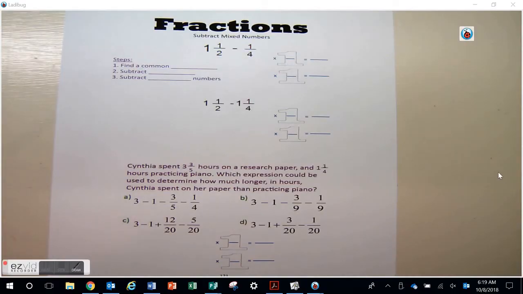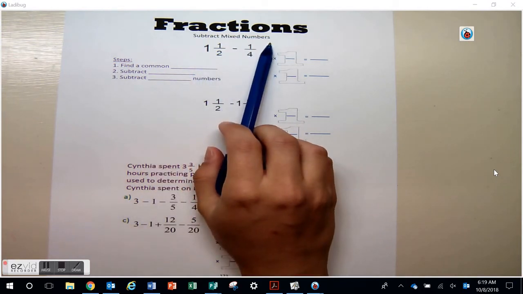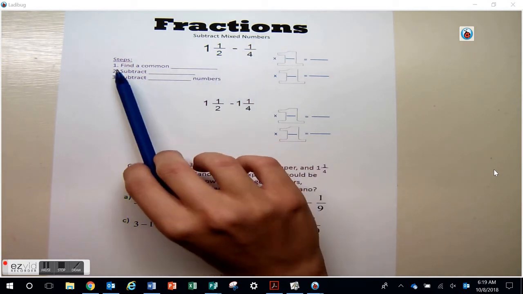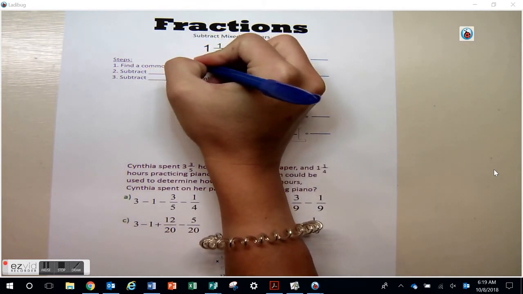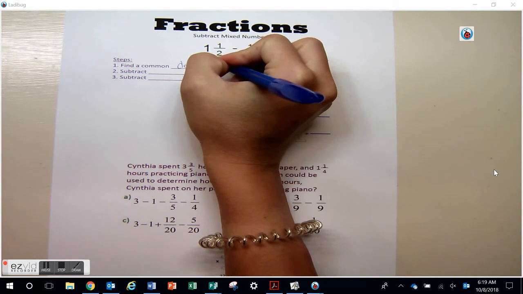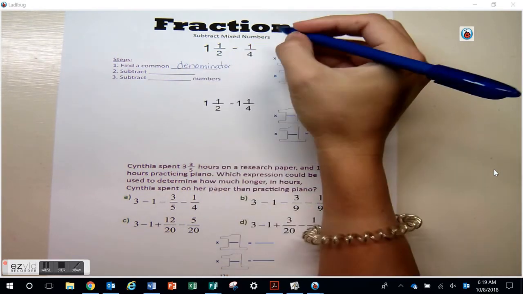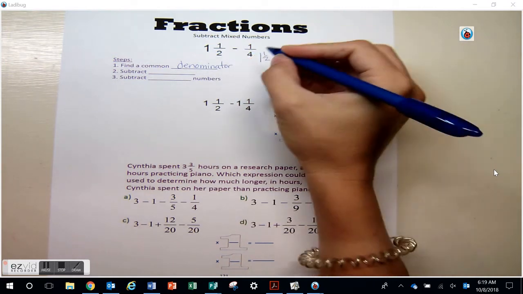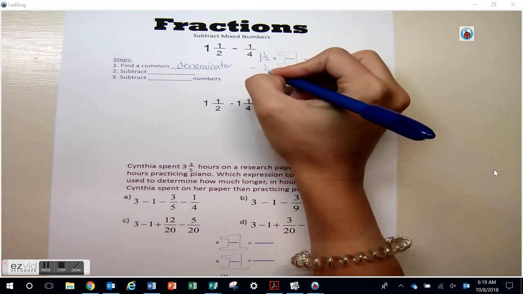Okay, so today we're going to subtract mixed numbers. Before we can subtract mixed numbers, we always need to make sure that we're using the same size pieces. So we need to find a common denominator. So let's go ahead and do that. We have our problem. Let's set it up vertically so it's a little easier for us. 1 1/2 minus 1/4.